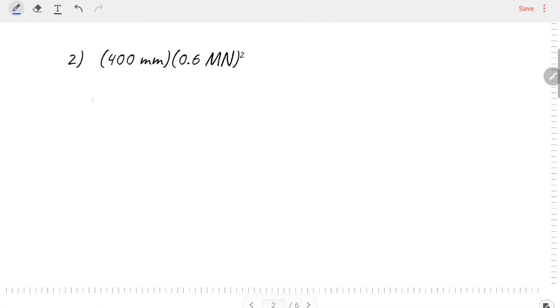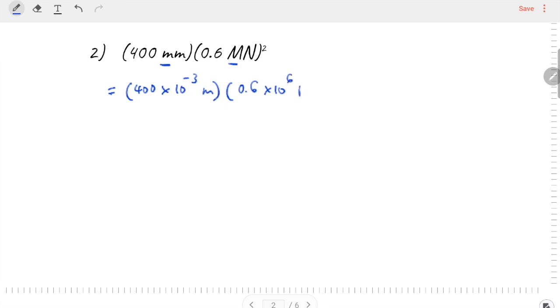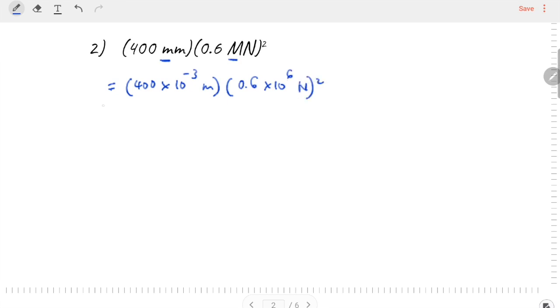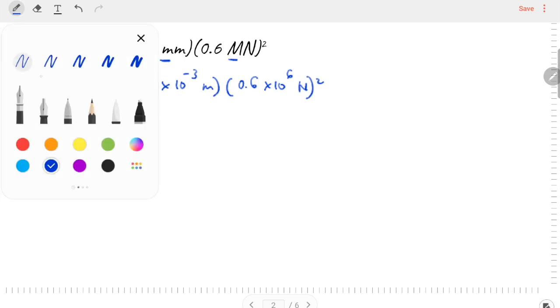Okay, now let's look at the second example. In this example, we know there is a length quantity involved, the meter, and also a force quantity involved here. So let us just convert all the prefix into its equivalent exponential form. 400 milli is multiplied with 10 to the power of negative 3 meter, remain as it is, and then 0.6 mega, which is equivalent to 10 to the power of 6 exponential value, and then the N here, and don't forget the power of 2 for this bracket.